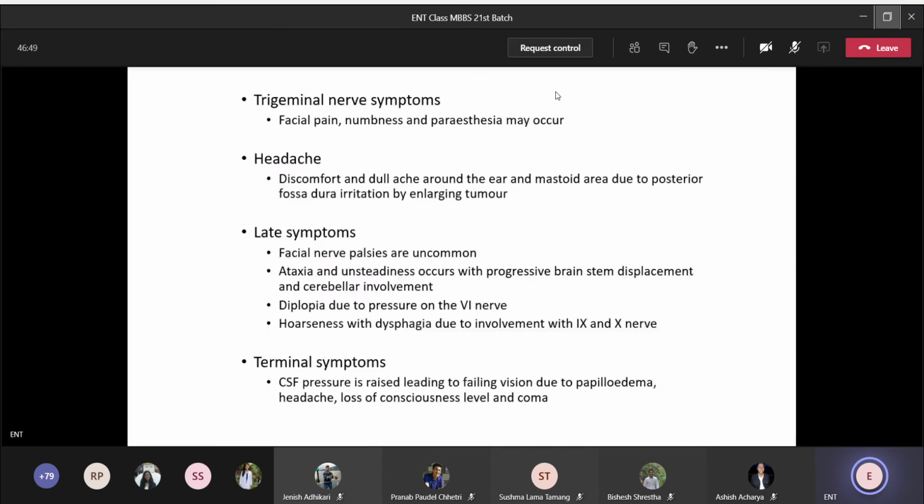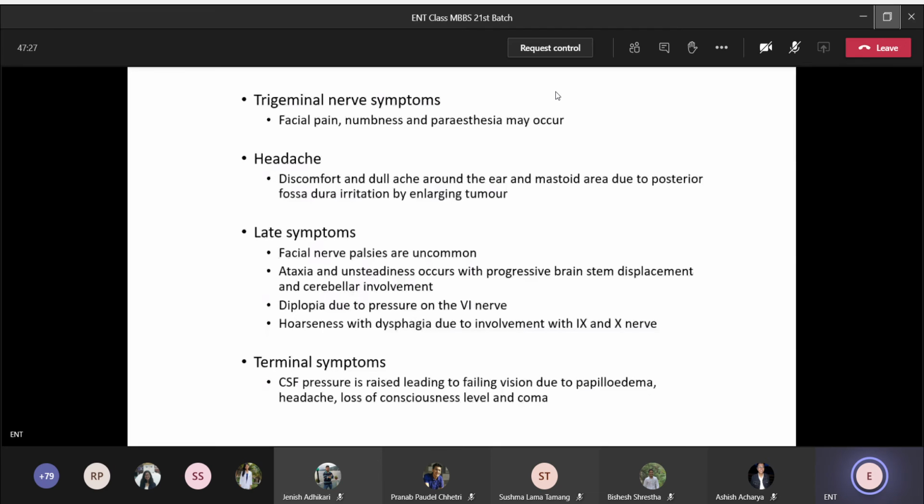So what do you get? You get facial pain on that particular side, numbness and paresthesia can occur, whereas there can be headache, a very dull ache around the ear and the mastoid area due to the posterior fossa dura irritation by the enlarging tumor. Whereas in the later phase, if the patient comes a little late, then they would have facial nerve paralysis, though it's uncommon, but you never know. Sometimes if the tumor is large enough, it can cause it, but it is not as common as the others.